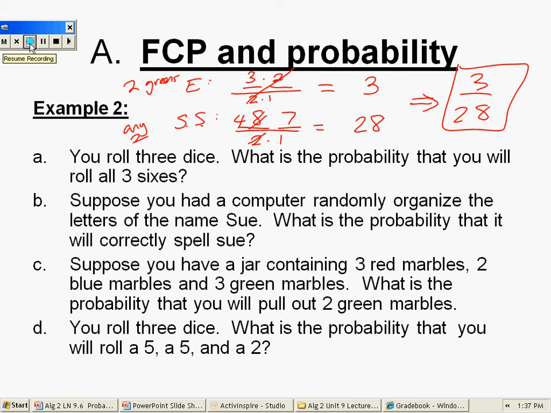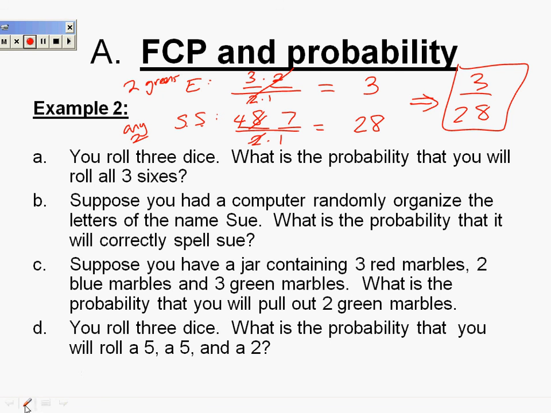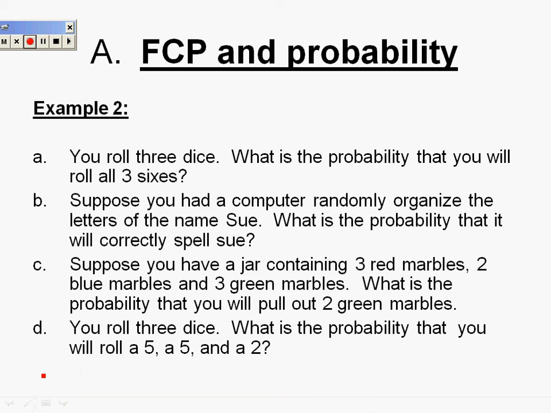Okay, so let's go ahead and take a look at D. D's tricky too. Let's see why. You roll 3 dice. What's the probability you roll a 5, 5, and a 2? All right. So what's the event I'm looking for here? The chances that I'm going to roll a 5, another 5, and a 2. Okay? And the sample space is all possible outcomes whenever you roll 3 dice. All possibilities.